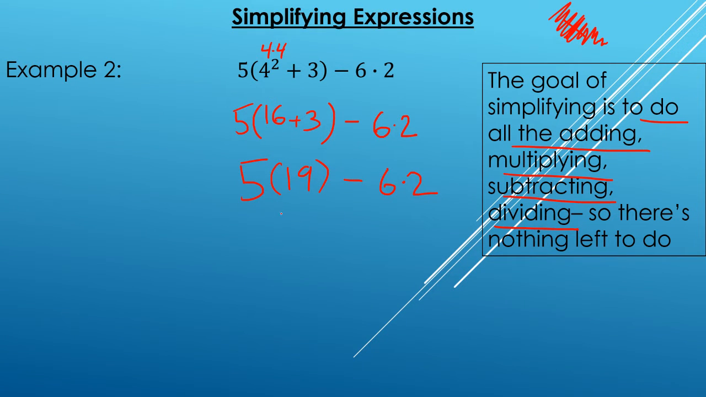So let's do those multiplications. 5 times 19, 95. All right. Minus 6 times 2, which is 12. And then this will be 83. So this expression that we started with up at the top in black, it all simplified to this answer. It's really just equal to 83.